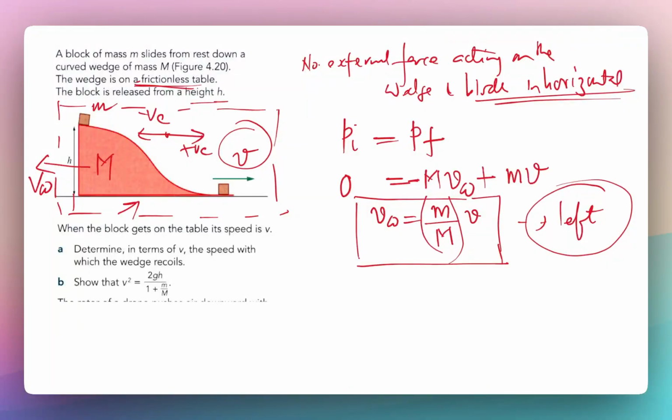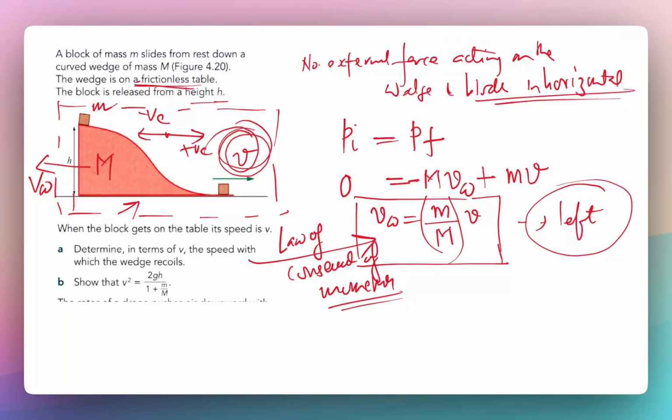Now, determine in terms of v the speed with which the wedge recoils. We have already done that pretty easily: small m by capital M into v, from the law of conservation of momentum. Now we look at part B of the problem. It says that v square is equal to 2gh divided by 1 plus m by M. So I can take a hint that v square is there, which means we now want to apply the law of conservation of energy to get there, and that will be pretty simple.